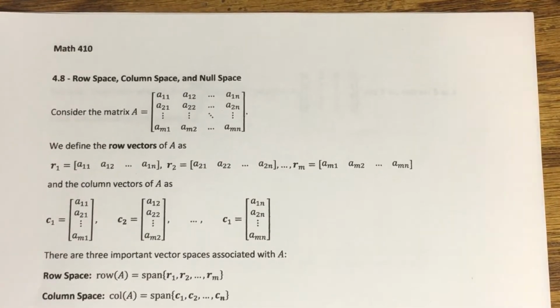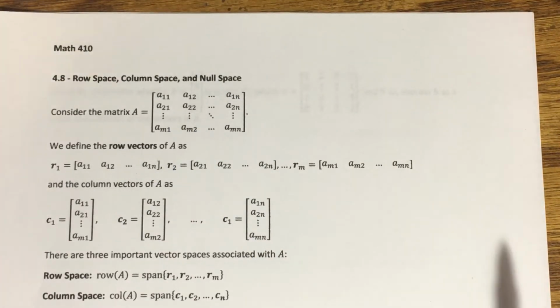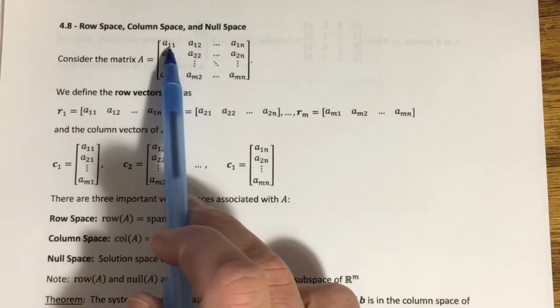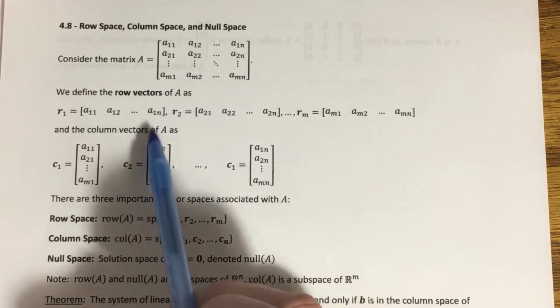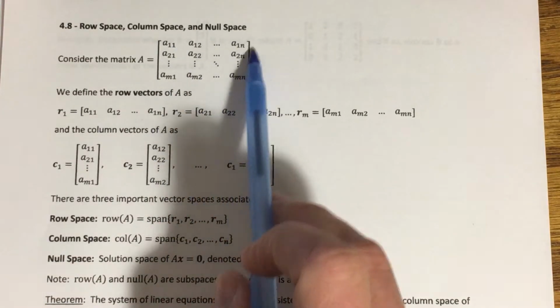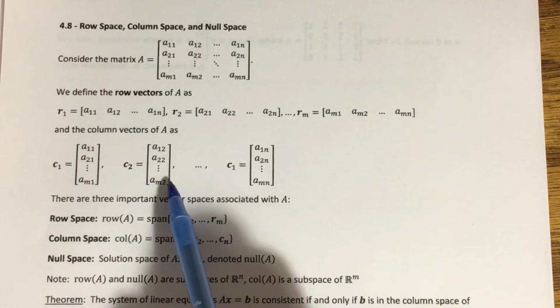Okay, so now we're in 4.8, and we're going to be looking at three important vector spaces that you can associate with any matrix. So to begin with, let A be this matrix here. And as we've already defined before, I'm going to consider the rows of matrix A to be row vectors, and the columns of matrix A to be what we call column vectors.